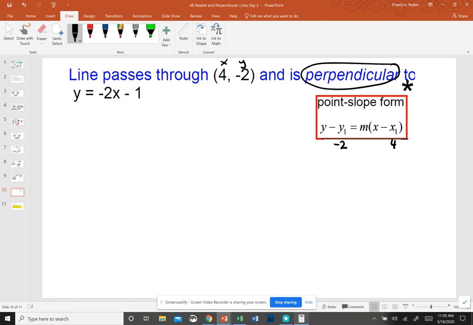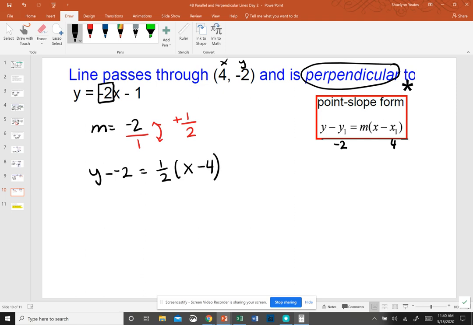So perpendicular. So if the slope here is negative 2, how do I do opposite reciprocal? You're right. I flip it over. So I flip it over. And I change the sign. So it was negative. So now it's positive. So my equation right now is y minus negative 2 equals, and then I have a 1/2, and we've got x minus 4. I'm going to put a 1/2 over there.